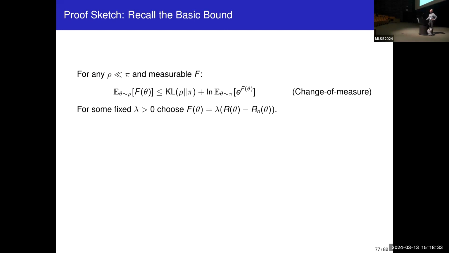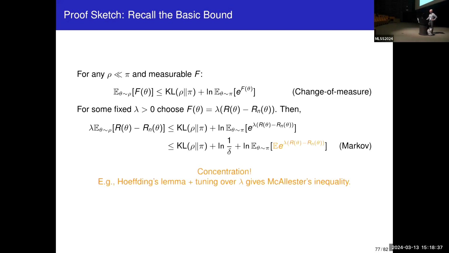Okay, this is the classic bound. The classic bound is just a change of measure. And you apply the change of measure on the difference between true risk and empirical risk. And so you have true risk, empirical risk, KL divergence, the logarithm of this thing with the e to the lambda stuff. And now what you do is that you use Markov. Markov will make delta appear inside the log and will make the expectation of this exponential random variable appear here.